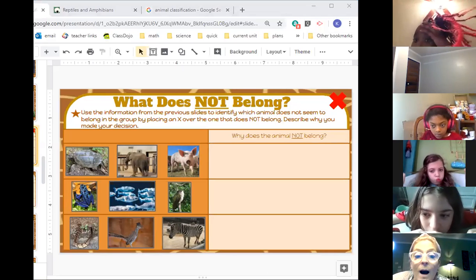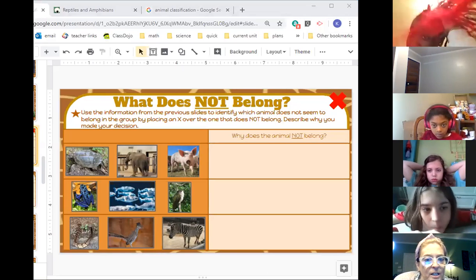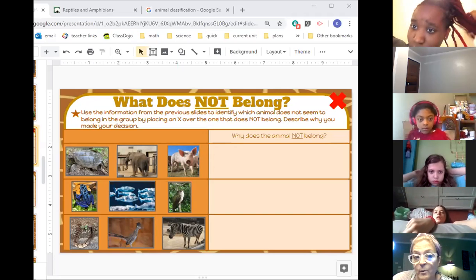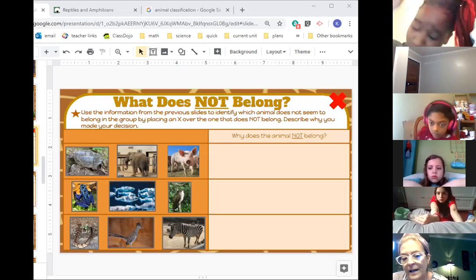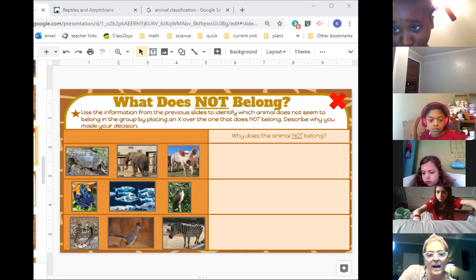Oh no, it says, why does the animal not belong? It says, use the information, which animal does not seem to belong in the group by placing the X. We won't do that. But you have to say which animal and why. So in the first one, go ahead and type in the chat.